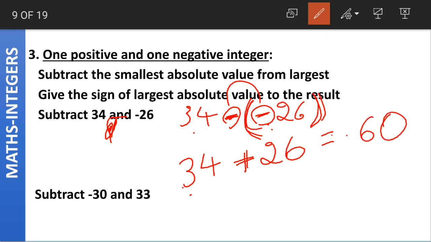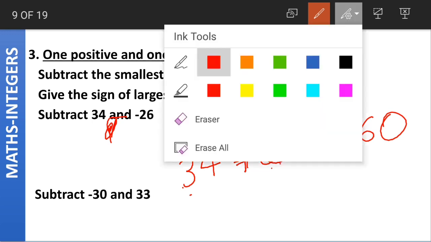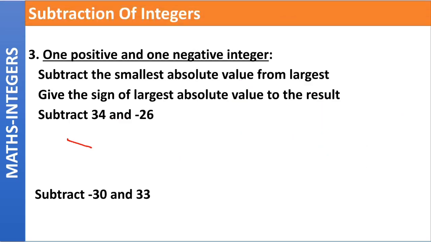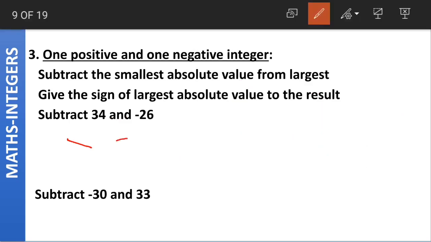And what about the sign? Both the integers are positive here, so the result will also have the positive sign. Simply, the answer of subtracting 34 and 26 minus 26 is equal to what did we get? We got 60, which is a positive integer.